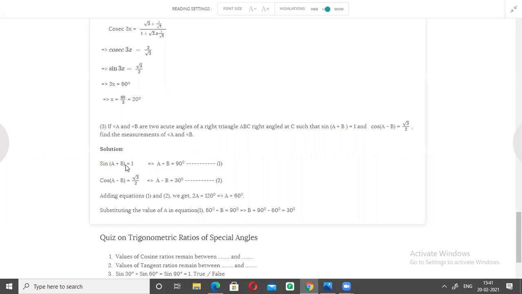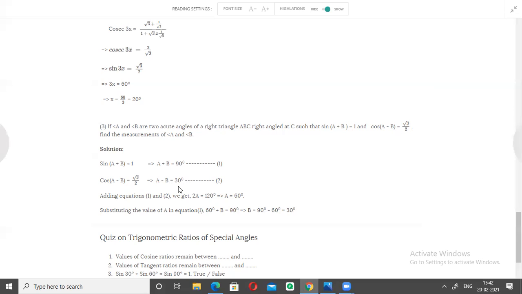So, how to solve this? Sine of A plus B is given as 1. But we know that sine 90 degrees is equal to 1. So A plus B must be 90 degrees. The first equation is A plus B equal to 90 degrees. Similarly, cos of A minus B is given as root 3 by 2. We know from the trigonometric table that cos 30 degrees is equal to root 3 by 2. So A minus B equals 30 degrees.